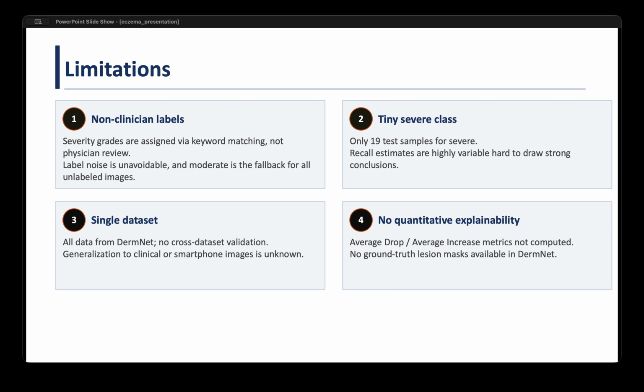And here are our limitations, as we are transparent about what the system can do. The labels are keyword driven, not clinically verified, as we all know. So this is research, not clinical software. The severe class has only 19 test samples, so these recall numbers are noisy. And we only tested on DermaNet, so generalization to real clinical photos is unknown.